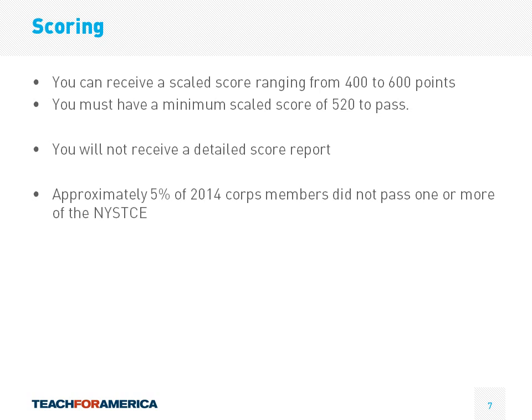Scoring. You can receive a scaled score ranging from 400 to 600 points. You must have a minimum scaled score of 520 to pass. You will not receive itemized or detailed feedback on your performance. You will only receive a general score, so it's important to self-monitor and be mindful of your areas of strengths and struggles while studying and taking exams.